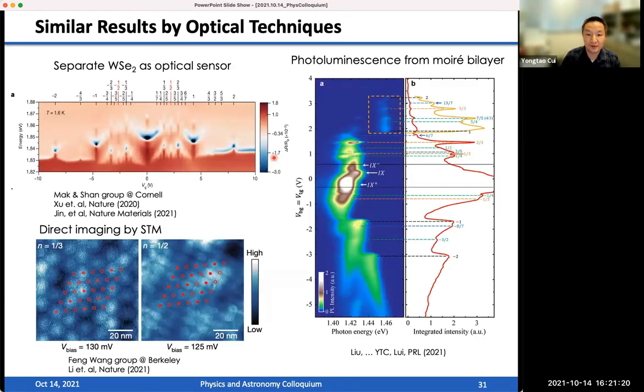Last year, there were also other groups working on this, with a few other works using optical techniques. They also discovered a bunch of fractional fillings. There's also work from Joshua Lewis' group. He used photoluminescence to also discover a lot of fillings, with very complex fractions. There's also work from Fuang's group at Berkeley. They used STM to directly confirm that this triangular filling pattern, and also the stripe phase, are indeed the case in the system. That was really nice to see.